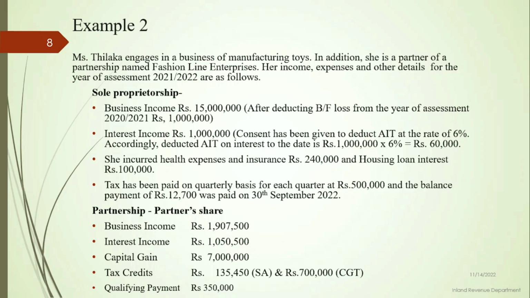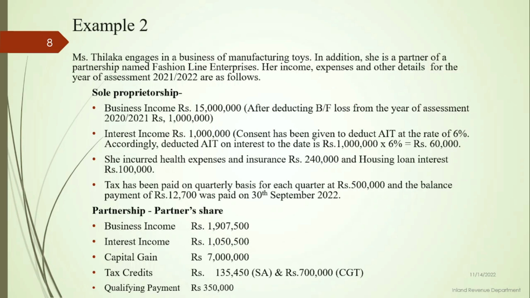Okay, let's go to the next example, that is example 2. In this example, Ms. Tilaka engages in a business of manufacturing toys. In addition to that, she is a partner of a partnership. That partnership's name is Fashion Line Enterprises. Her income and other details for the year of assessment 21-22 are as follows.